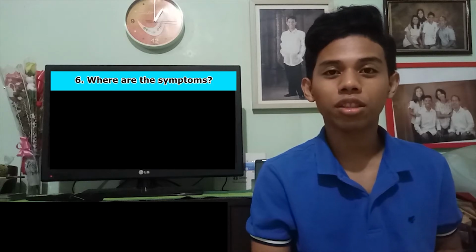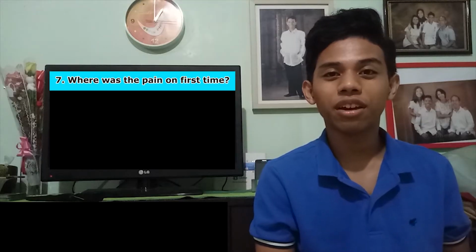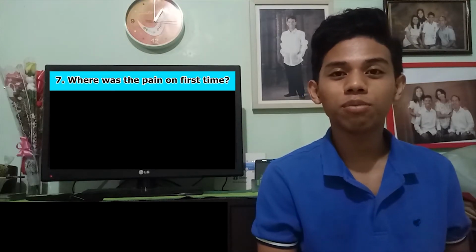Number 6, where are the symptoms that bother the patient the most? This question may lead the patient to point to a specific structure or a more general area, which may indicate a yellow flag sign. Number 7, where was the pain or other symptoms when the patient first had the complaint?